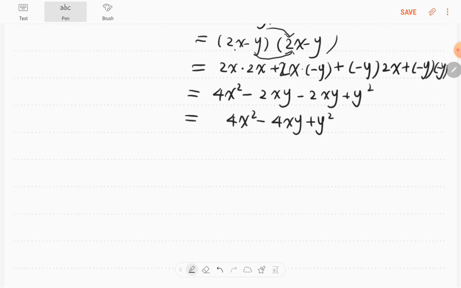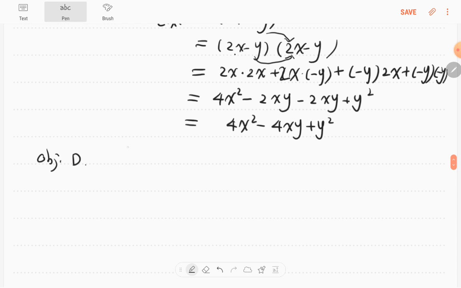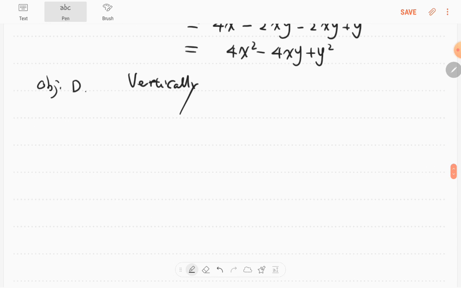Okay, so the last objective here is to do the multiplication vertically. So let's check how to do it. For example, we have this question.